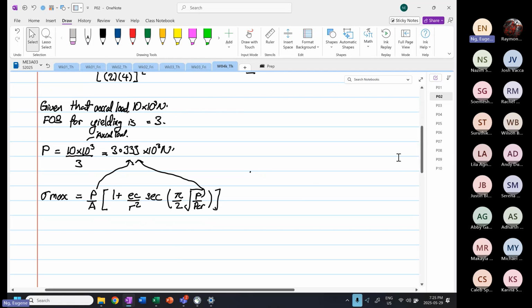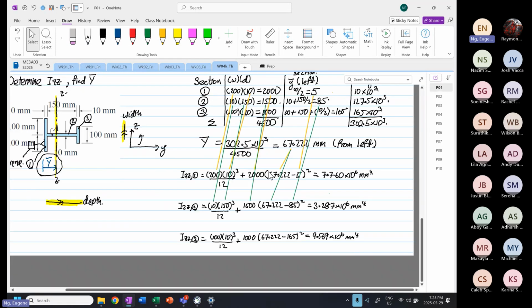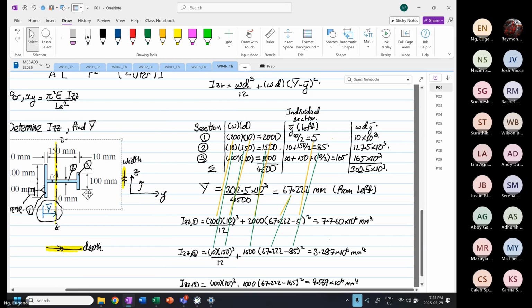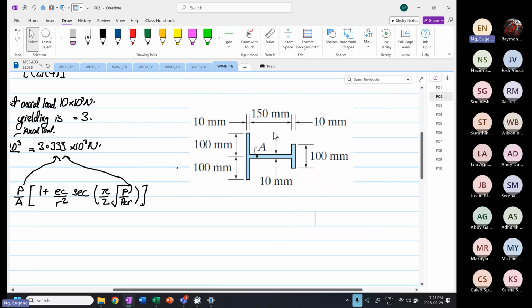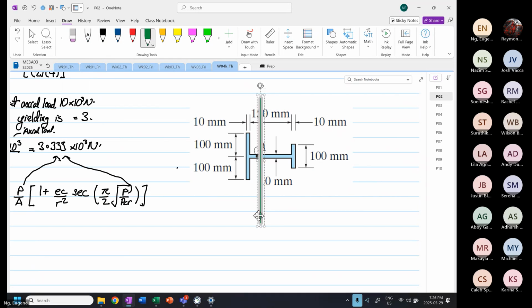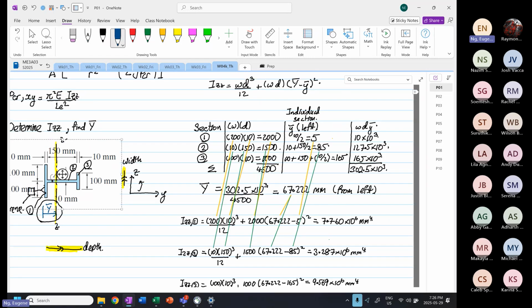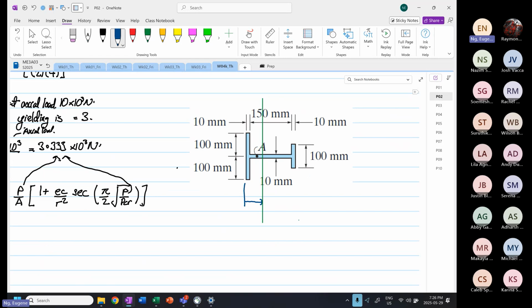So this is where this question is critical. So I'm going to get this diagram. So we found that our y bar from here is equal to, we have a value. I forgot what it is. It is equal to 67.222.